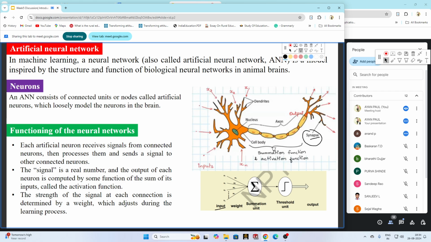We have modeled our artificial neuron from the biological neuron only. Okay, sir. Thank you, sir.